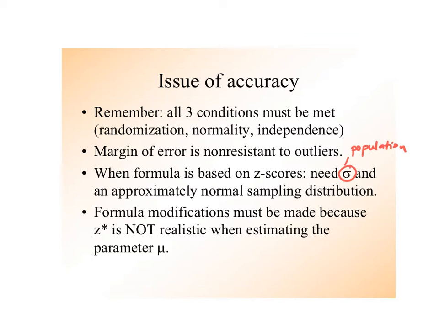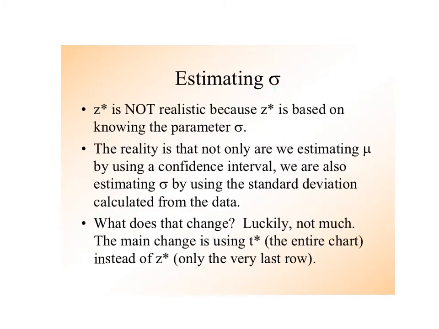It might not be realistic for us, because sometimes we're not given this value, but we have sample data for the most part. In most scenarios, we have sample data which allows us to calculate this, but instead of using this symbol, we use S for the sample standard deviation. And so that's one of the issues that we run into, is that we're approximating certain values. So since we're estimating the standard deviation, the z-star, this is not based on realistic data. It's based on knowing this parameter, but sometimes we don't know this parameter. The reality is, not only are we estimating, we're trying to find the closest value, or the lower and the upper bounds of the mean for the confidence interval, but in a way, we're also sometimes estimating the standard deviation.